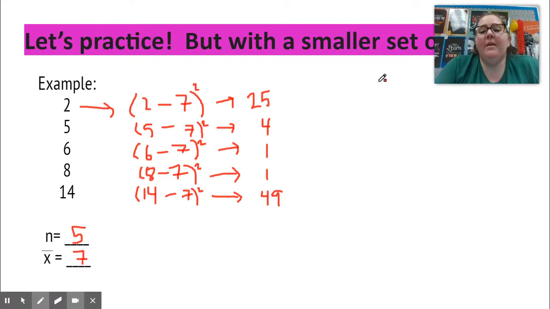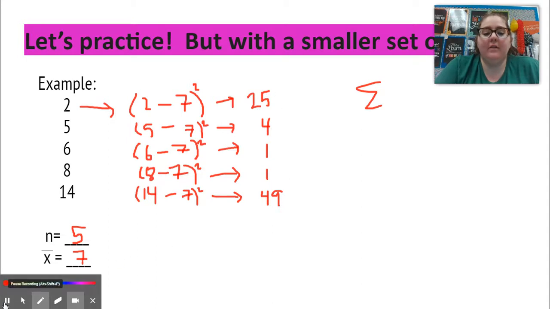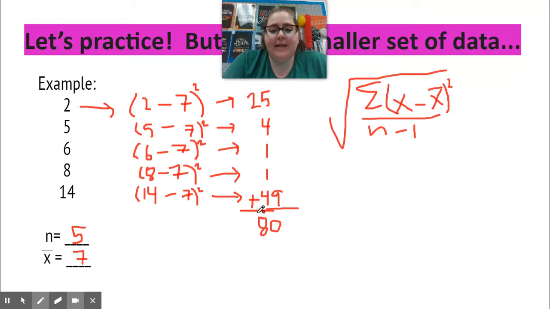My next step in that formula was this little symbol right here, which basically just means add them together. So my next step is to add those 5 things together. So those numbers added together is 80. So that is giving me the top fraction part of my formula. So now I have 80 on the top inside the square root divided by n minus 1. So we had 5 numbers in our data set. 5 minus 1 is 4. Okay, so then 80 divided by 4 is 20.